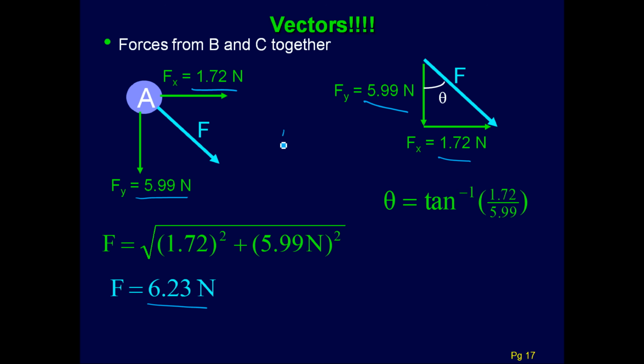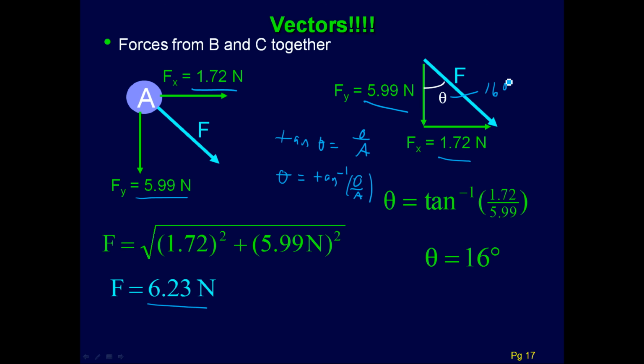I can also solve for this angle by doing inverse tangent. Remember that tangent of theta is opposite over adjacent. So to find the angle theta, I take the inverse tangent of opposite over adjacent. Here, the opposite is 1.72 and the adjacent is 5.99. I plug that in, and I get that my angle is about 16 degrees. And so that's our answer.